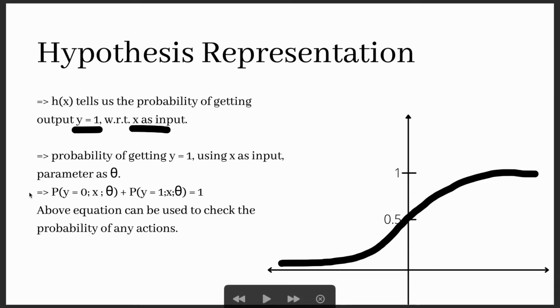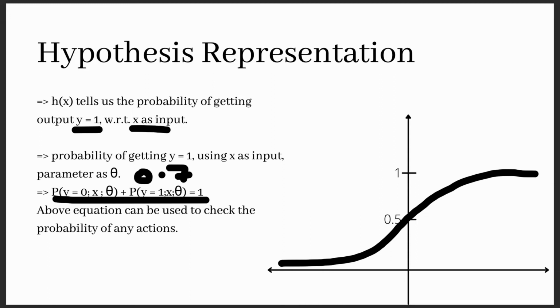So let's say we have the probability of y equals 0 with respect to x and theta, and we add this to the probability of y equals 1 with respect to x and theta. Both of them will add up to 1. Let's say we have the probability of y equals 1 as 0.7, then we can easily understand that there is a 70% chance that the person has cancer, and so the chance of the person not having cancer will be 0.3, that is 30%. So both add up to 1. This is an equation mostly used in probability, so you can learn it in high school or maybe in college.